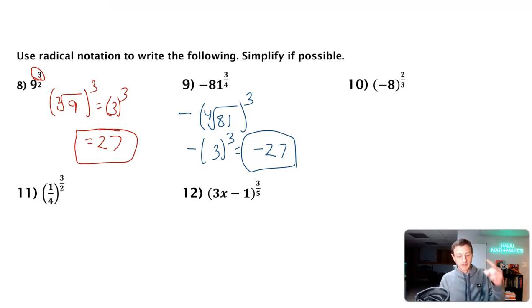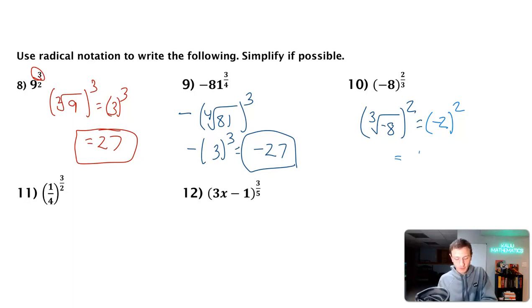Number 10, everything is being raised to the 2/3, so that negative 8 is all being raised to the 2/3, so that's going to be the cube root of negative 8, squared. So the cube root, because the denominator is 3, so the cube root of negative 8. Cube root of negative 8 is negative 2. Negative 2 times negative 2 times negative 2. So negative 2 being raised to the second power. Negative 2 squared is positive 4. Pretty cool how that one happens. Negative 2 times negative 2 is positive 4.